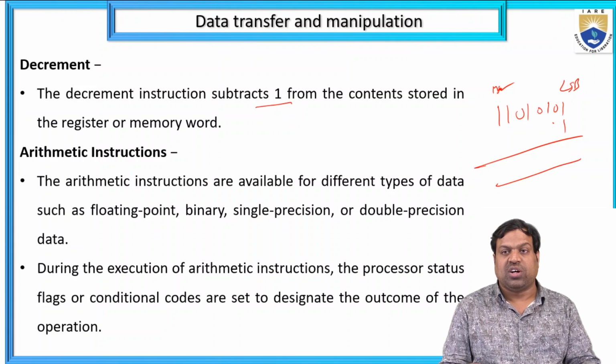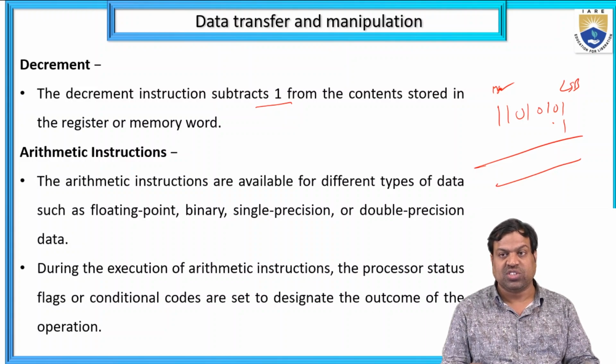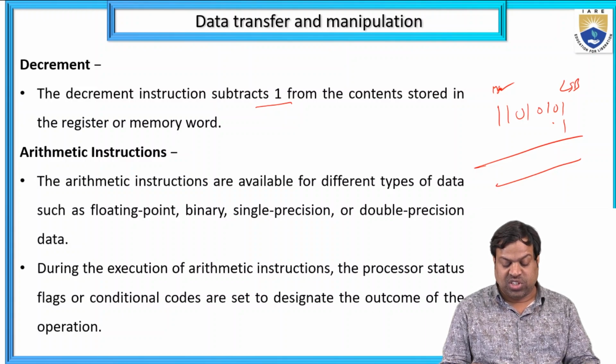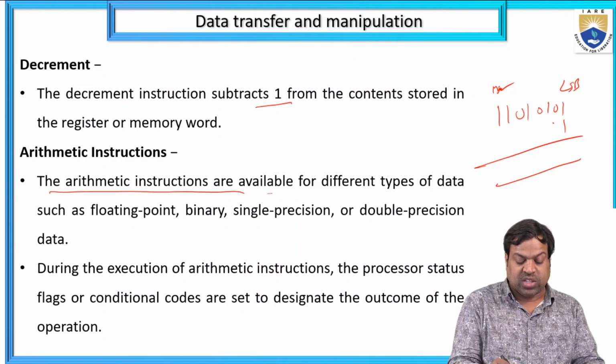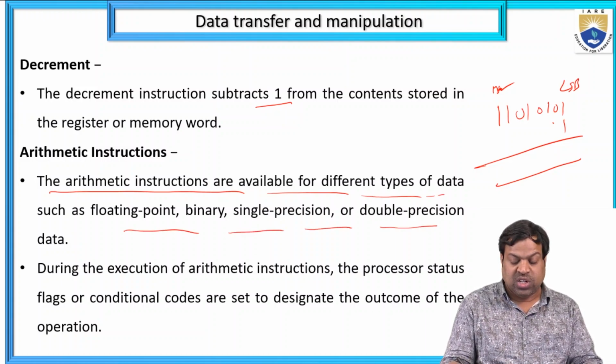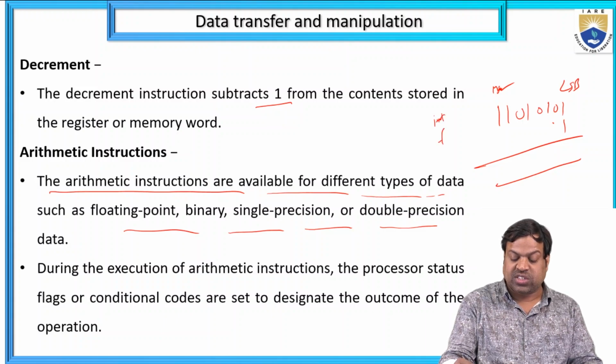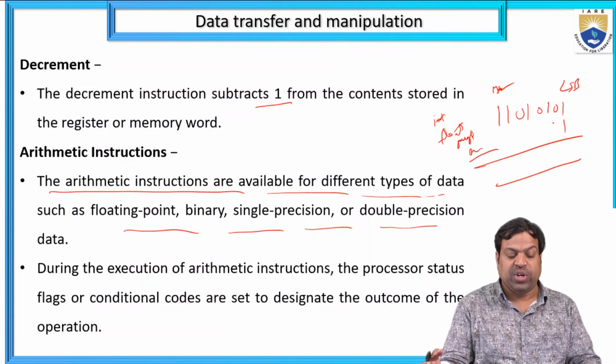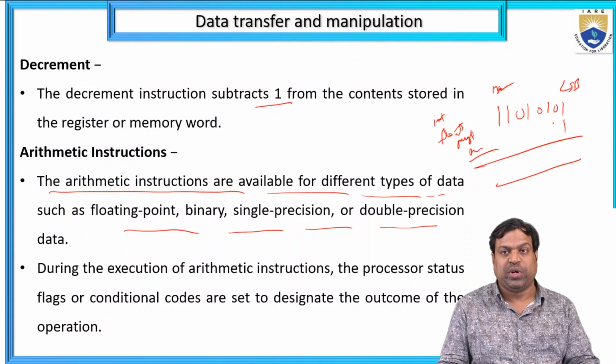The arithmetic instructions are available for different types of data such as floating point, binary, single precision or double precision data. During the execution of arithmetic instructions, the processor status flags or conditional codes are set to designate the outcome of the operation. So I am going for the integer, float value, single precision or double precision. These are the different types of inputs we are giving for the arithmetic instructions or arithmetic operations.